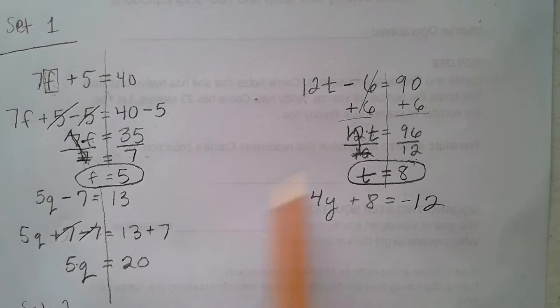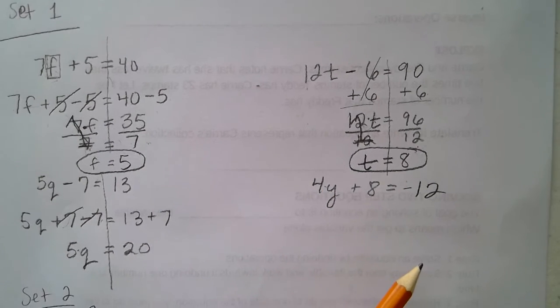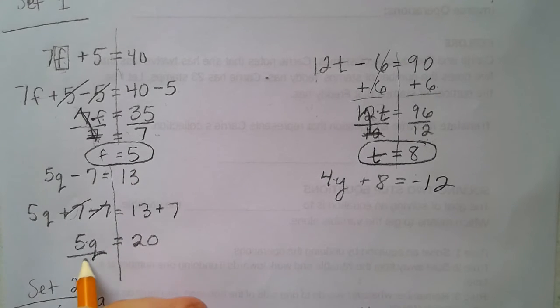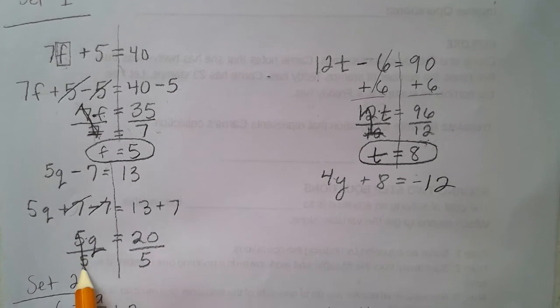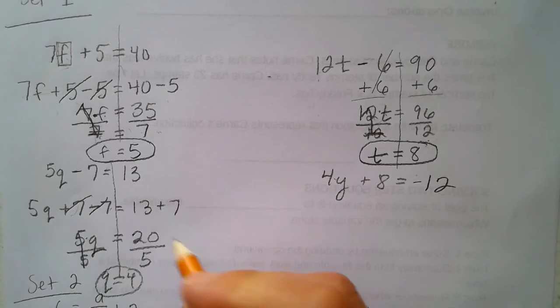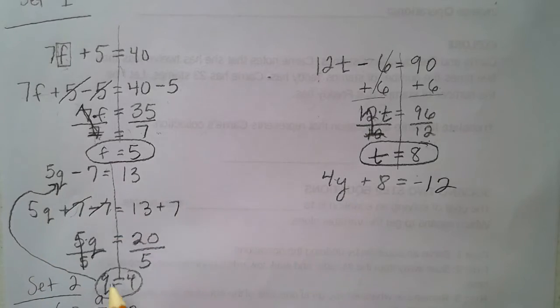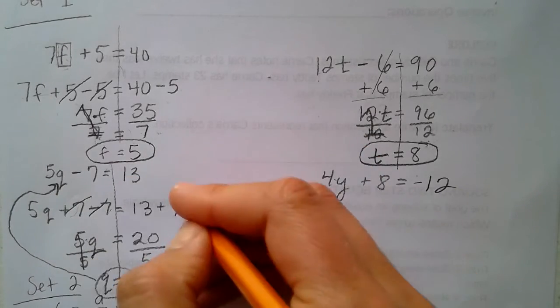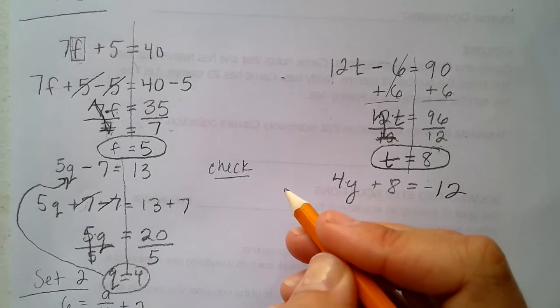So all 4 of these examples involved multiplication, so we're using division. Okay, that's not always going to be the case, and you'll see that in problem set 2. So these cancel out to make 1. So q equals 4. And you can always double check. If you're not sure you got it right, you substitute that value 4 back into this equation. So the check would look like this.